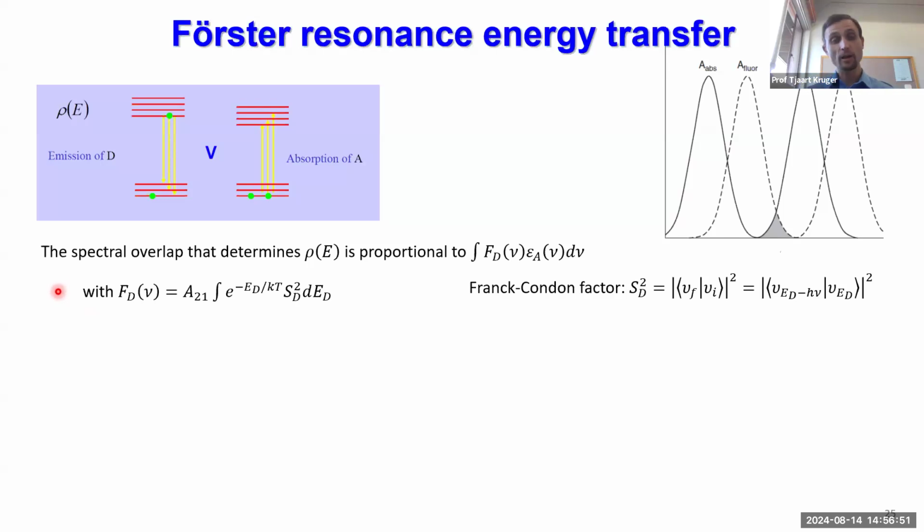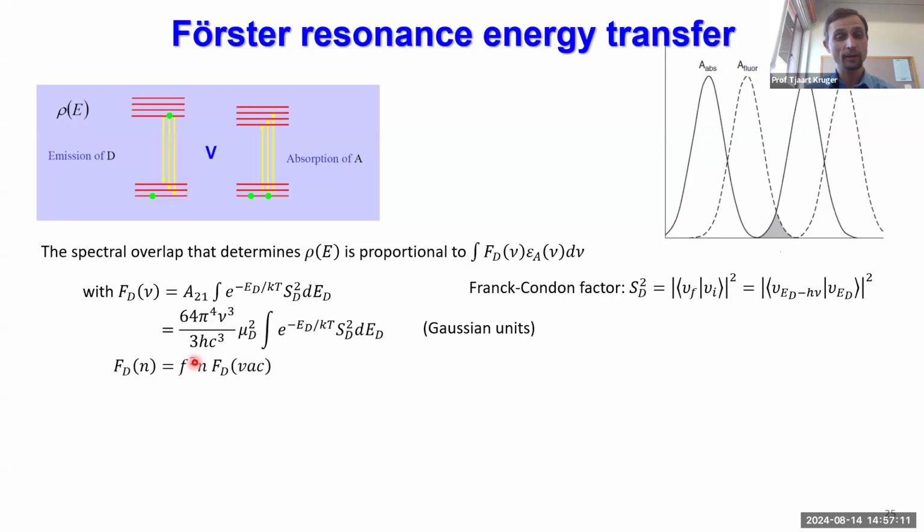A21 here is our Einstein coefficient for emission, the one that we have derived in the first lecture. It's given by this expression here, where I'm again using Gaussian units just to simplify. This prefactor we have derived in the first lecture. So this is now our expression for the fluorescence spectrum, but this is in vacuum. Now we want to switch to a medium, in which case we have to multiply with this prefactor, the Lorentz factor squared times the refractive index of the medium. So this is F_D, our fluorescence spectrum of the donor.